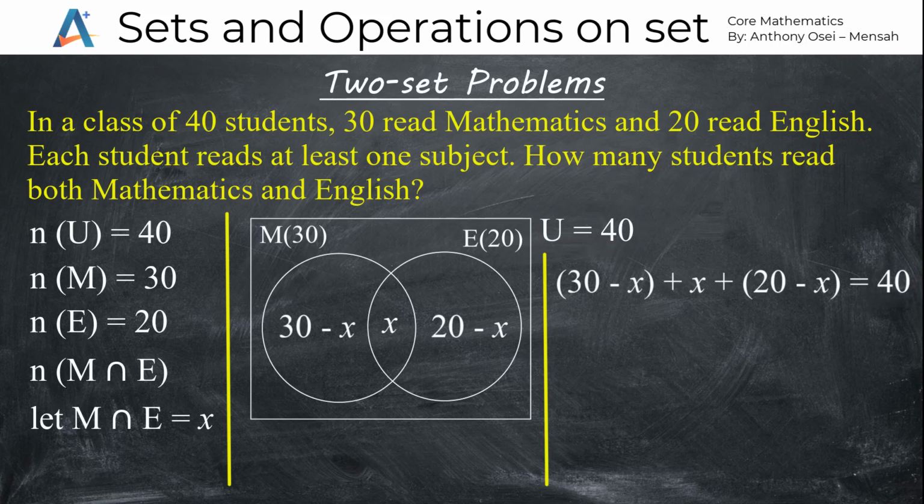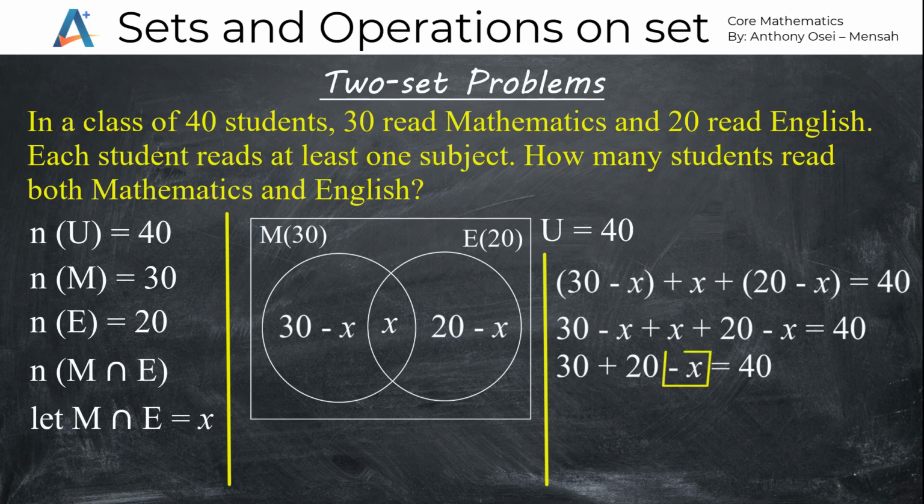Now the brackets open, so it becomes 30 minus X plus 20 minus X equals 40. Now minus X plus X will cancel out, giving us 0. The negative of X and the positive of X from algebra is 0. So 30 plus 20 minus X is equal to 40. We group like terms. Let's add these two: 20 plus 30 is 50, minus X is equal to 40.